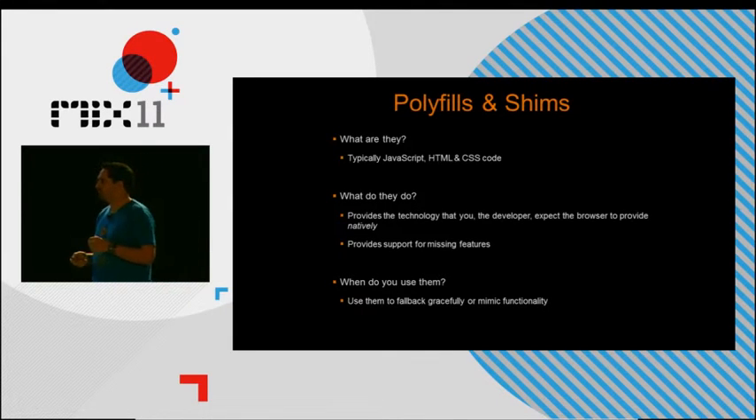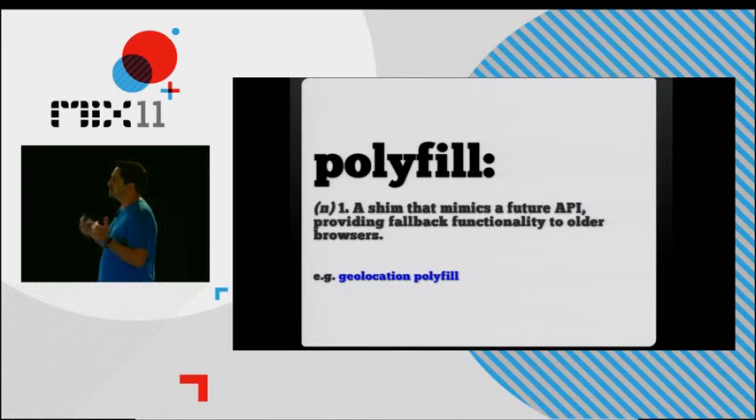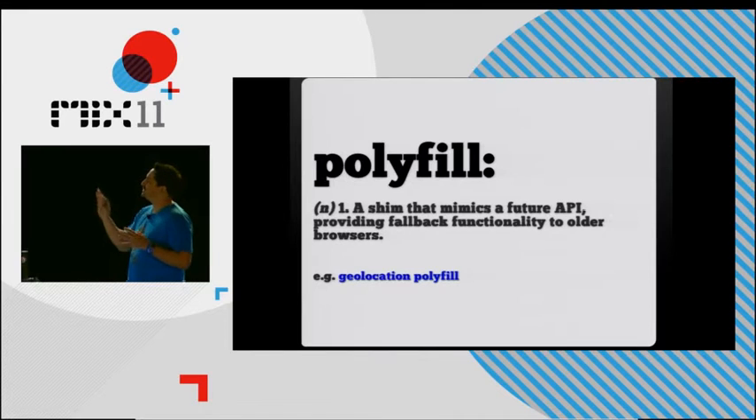So for example, if you were missing, I don't know, geolocation, there might be a polyfill that provides geolocation-type functionality. For the new HTML5 input forms, there are polyfills that provide that capability. And so we're going to talk a little bit about that. This is a slide from a friend of mine, Paul Irish, and he summed it up perfectly: a polyfill is a shim that mimics a future API, providing fallback functionality to older browsers.